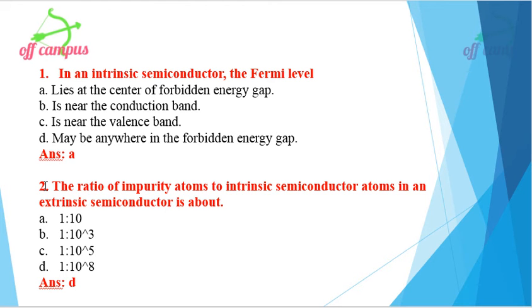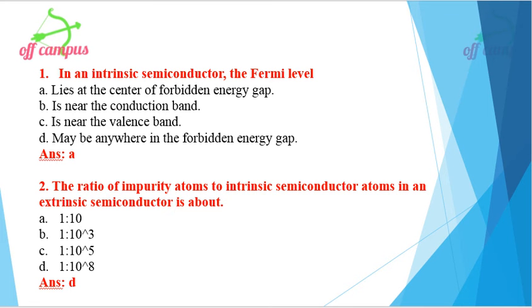Then question number 2: the ratio of impurity atoms to intrinsic semiconductor atoms in an extrinsic semiconductor is about, Option D, 1 is to 10 power 8. This is the ratio of the impurity atoms to intrinsic semiconductor atoms.